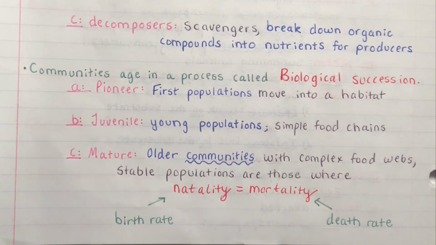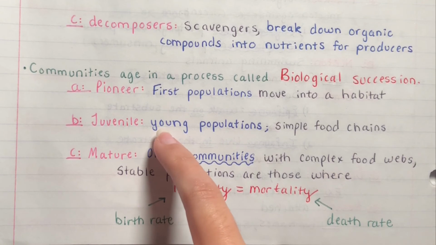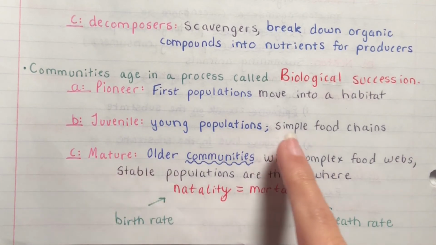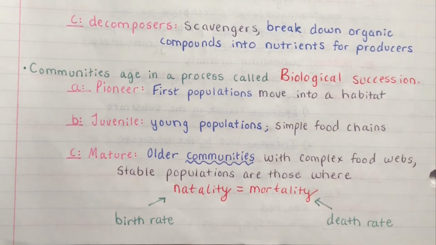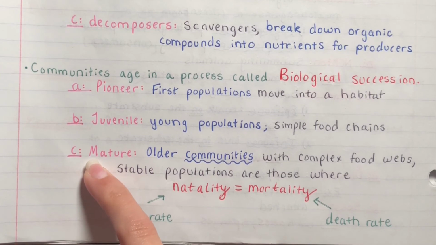A pioneer community is the first populations to move into a habitat. This could be polychaete worms moving in and starting the basis of a coral reef system or something like that. Then we have juvenile, so baby fish come in, so it's a young population, and there is a very simple food chain going on. You have a primary producer, a primary consumer, probably a secondary, but not much more than that. It's very, very basic. But over time, it evolves into a very mature community.